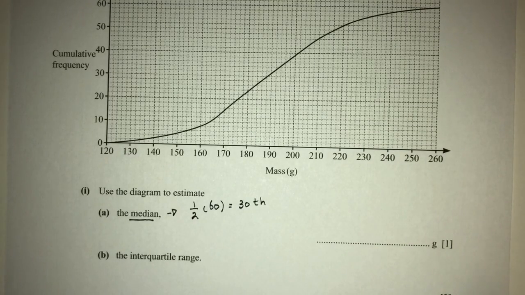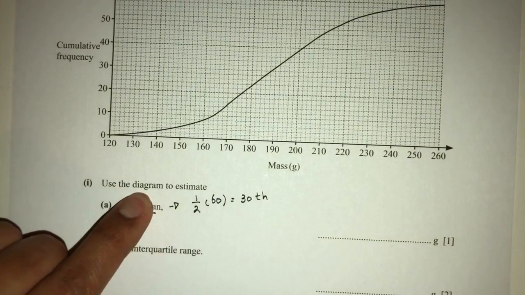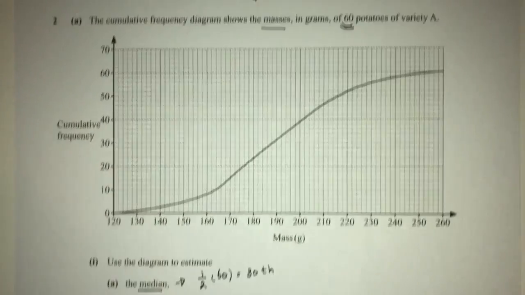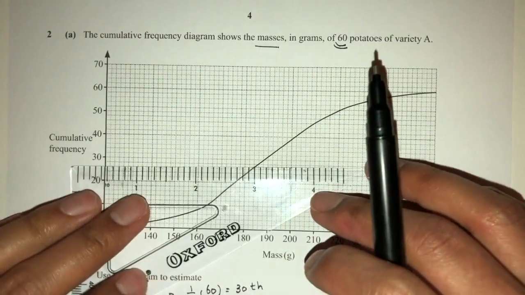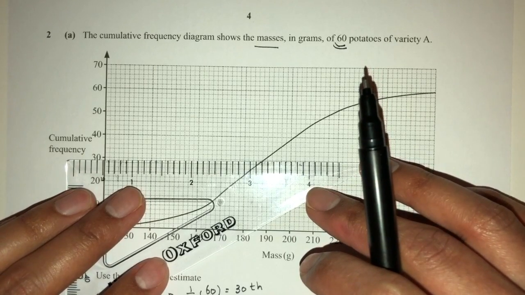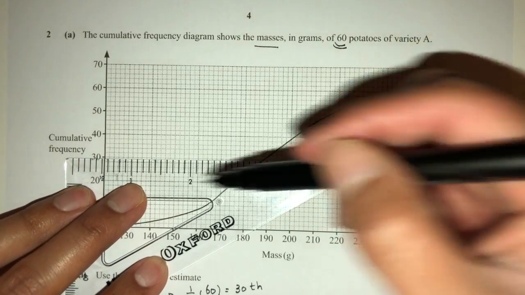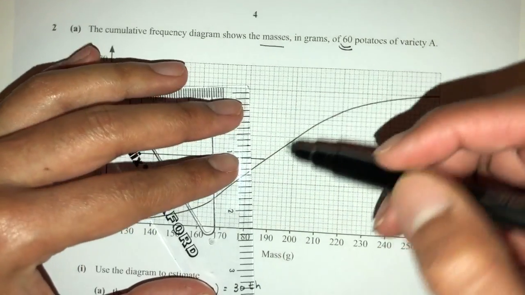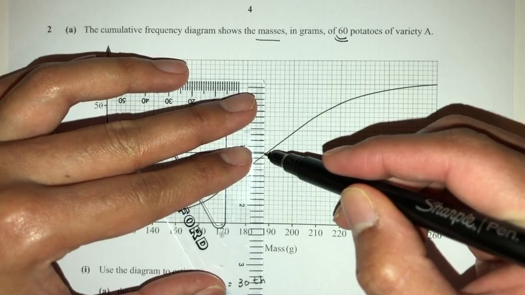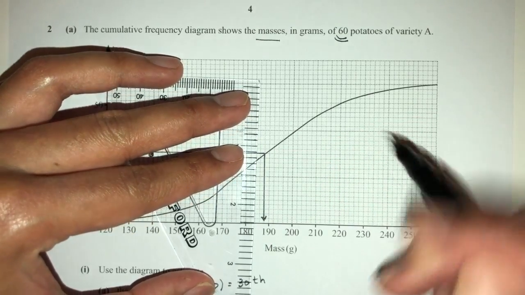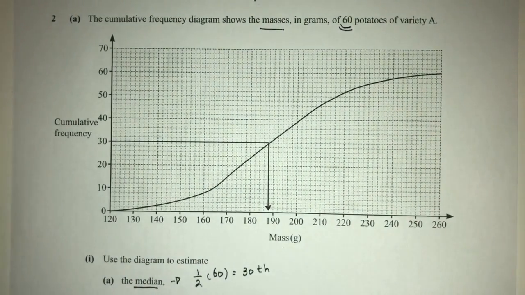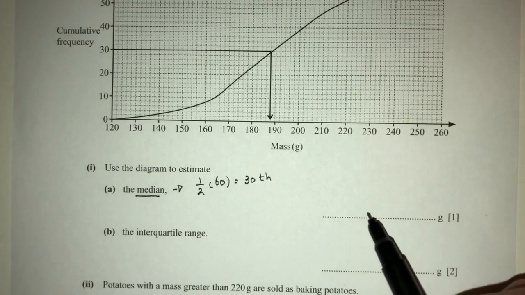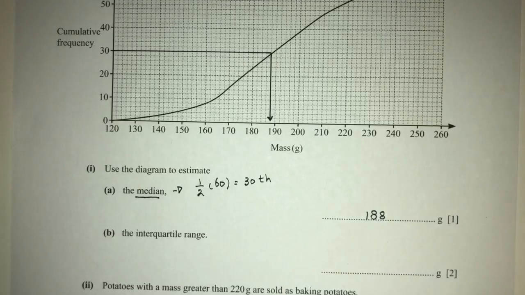So now you have to use your graph to estimate. The 30th value will be on this axis. So let's look, 30 will be right here. Okay, and you will see that you will have the intersection at this point. You have to find the corresponding value. So according to my graph, it seems to be 188. So the median mass is 188 according to my graph.